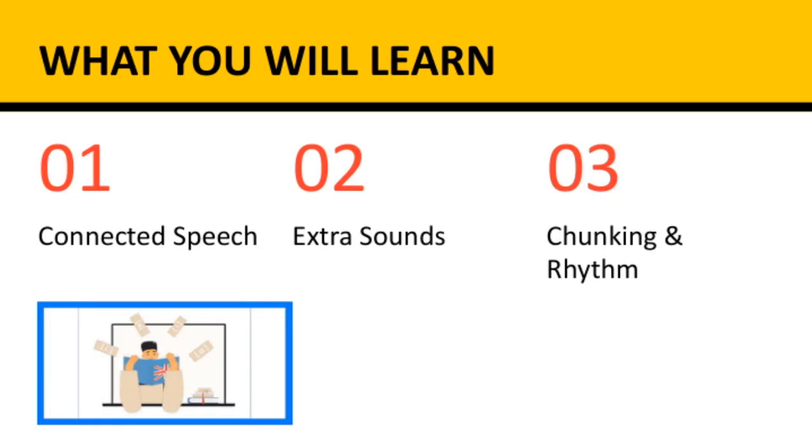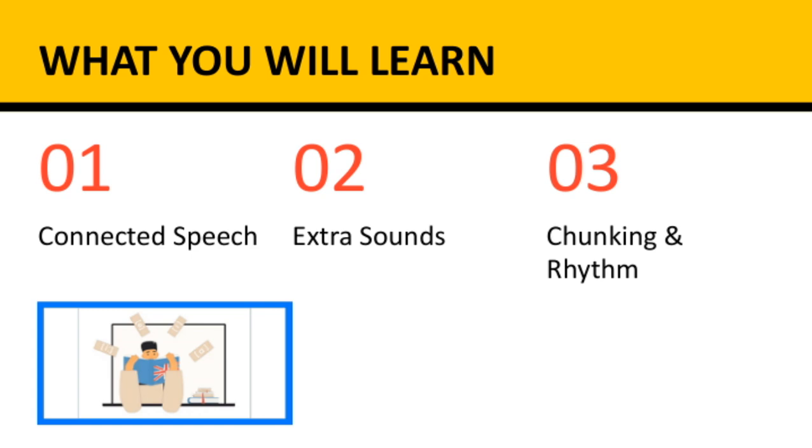All right, let's dive into our second slide. Here, we're focusing on three key areas: chunking and rhythm, extra sounds, and connected speech. These elements are essential because they help us understand how natural speech flows and how we can improve our listening and speaking skills. First, chunking and rhythm refer to how we group words together and the beat or pace of our speech, making it sound more natural and easier to follow.